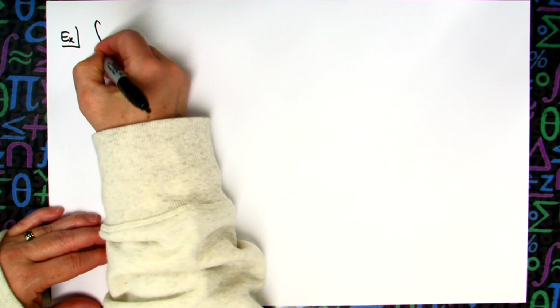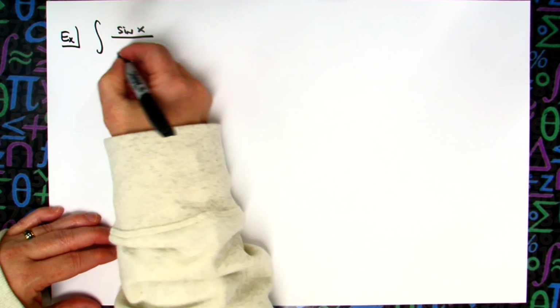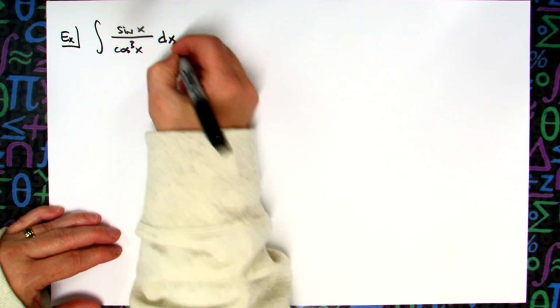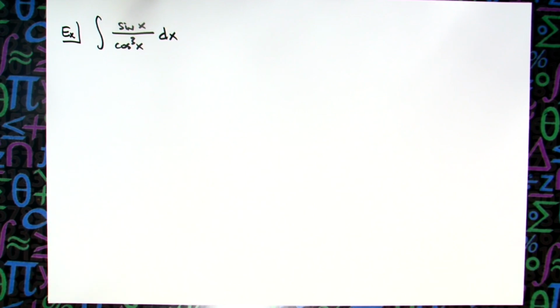Let's integrate sine x over cosine to the third x dx. I will help you out a little bit to get you started. Do we have an inside part? Is it hard to see an inside part? For some of you, it may be hard to see it.